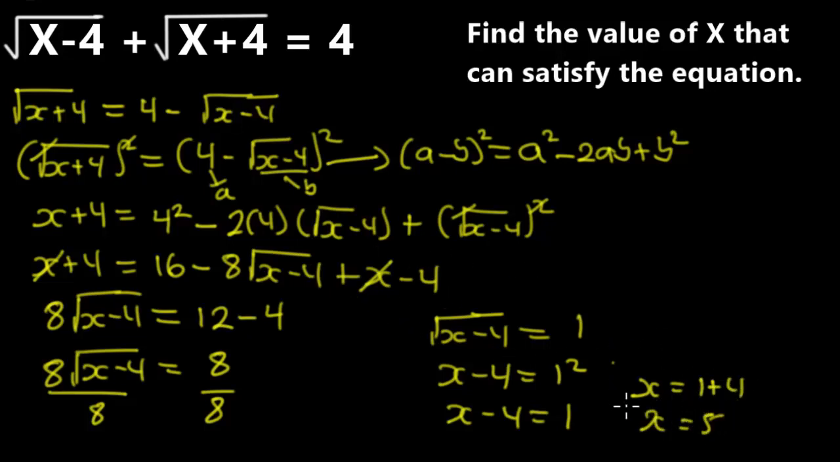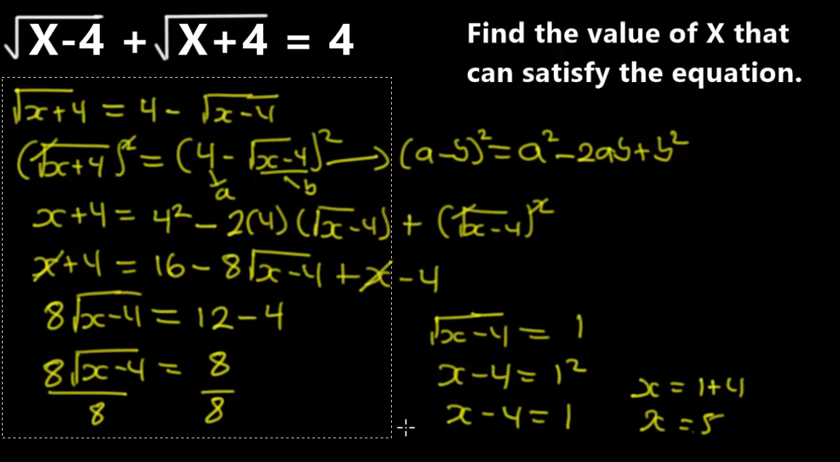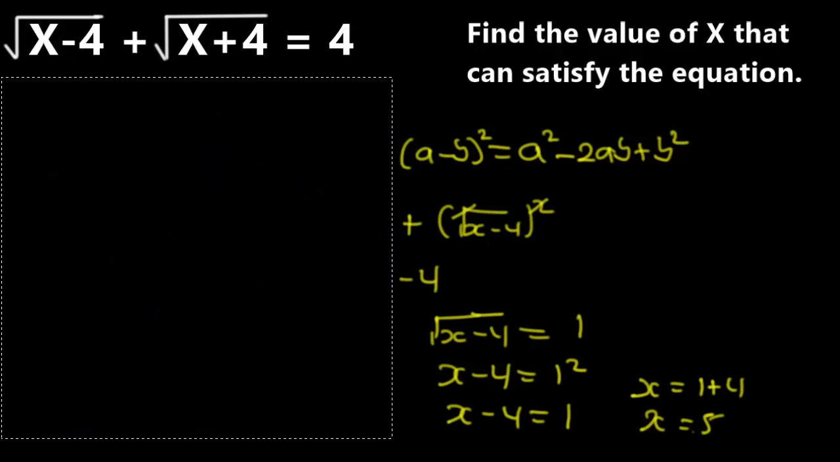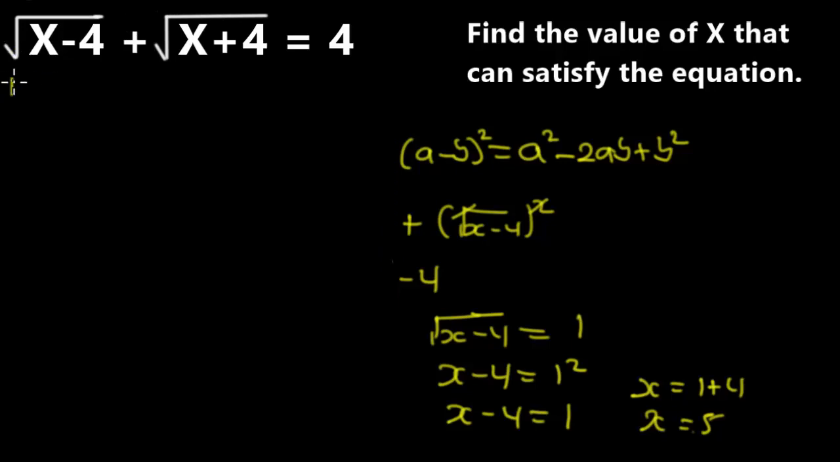Now let's check and see if our answer for x is correct. So let me clean this side. Now we have the square root of x minus 4, and we had x to be 5, so we're going to have the square root of 5 minus 4, which we are going to have the square root of 1, which is going to give us 1.